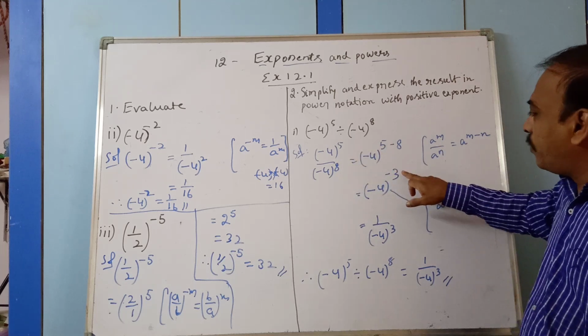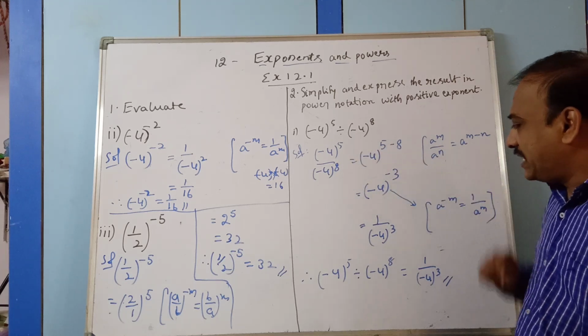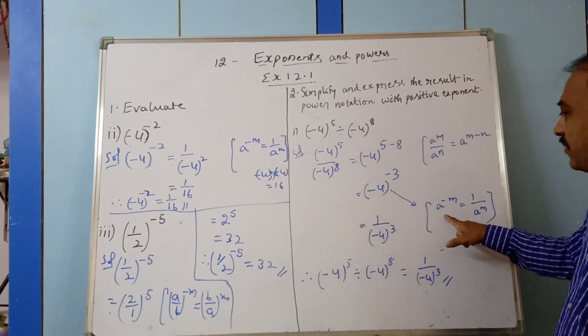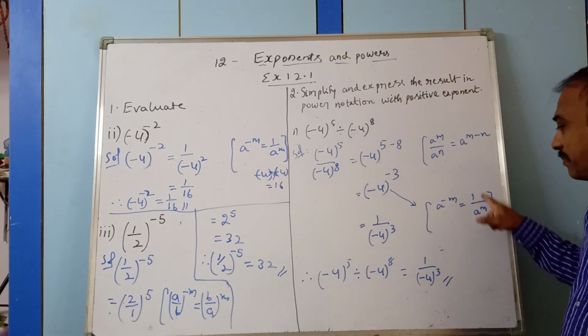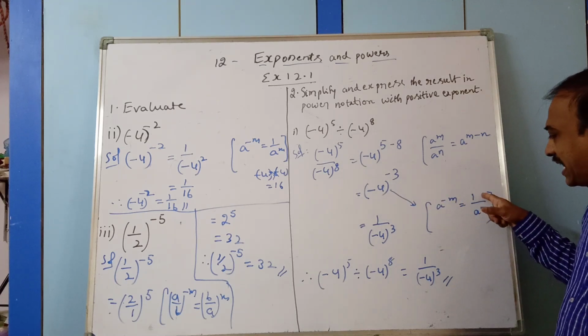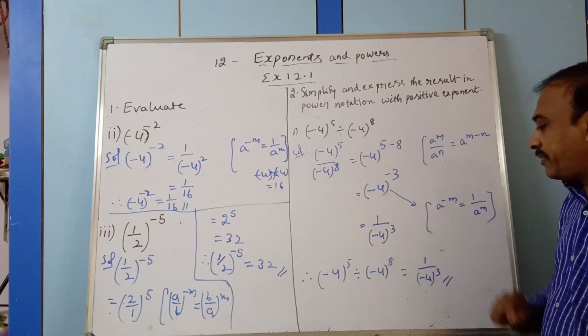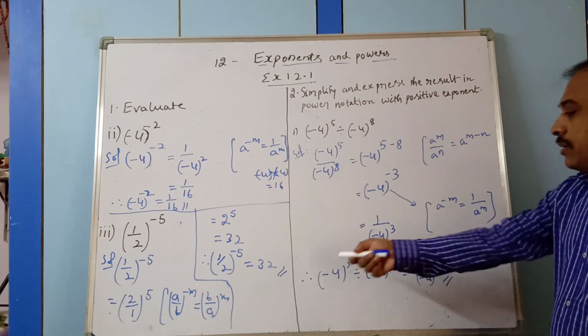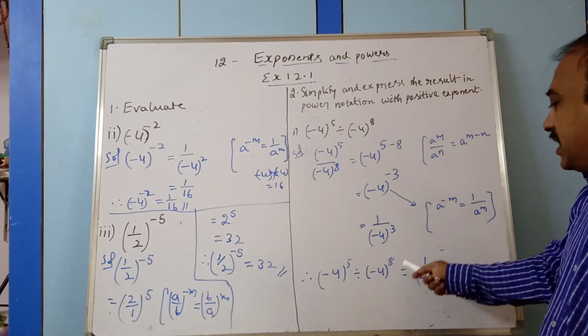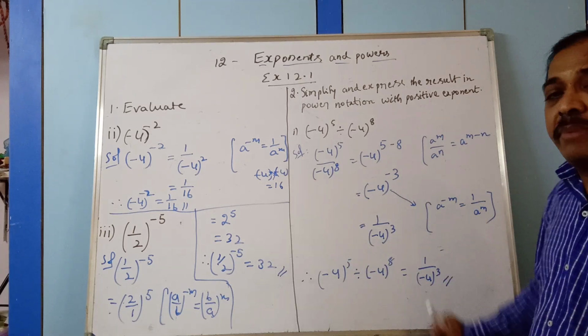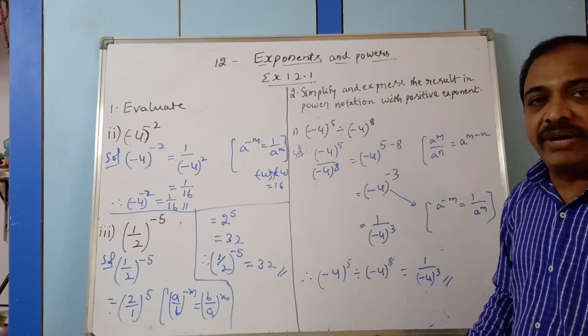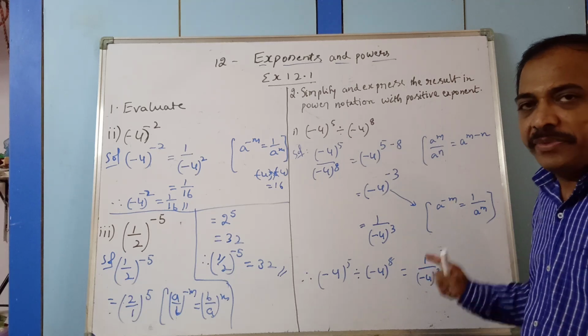So m minus n gives minus 3. 5 minus 8 is minus 3. Now this is in the form of a to the power minus m is equal to 1 by a to the power m. This can be written like this, so we wrote 1 by (minus 4) whole to the power 3. Therefore, (minus 4) to the power 5 divided by (minus 4) to the power 8 is equal to 1 by (minus 4) whole to the power 3. Is it clear? Yes.